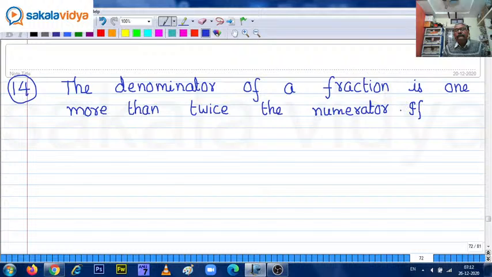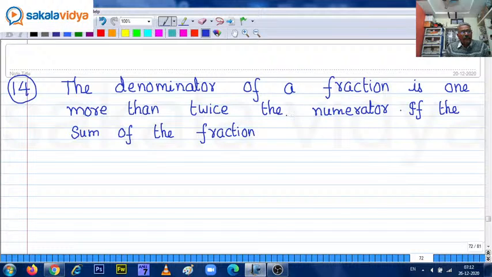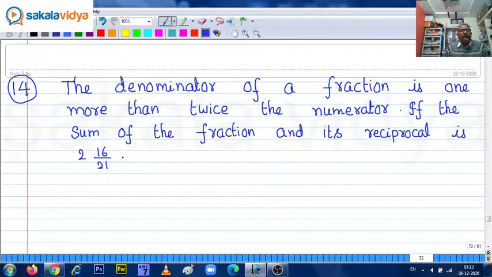If the sum of the fraction and its reciprocal is 2 16 upon 21, or 2 times of 16 upon 21. Find the fraction.